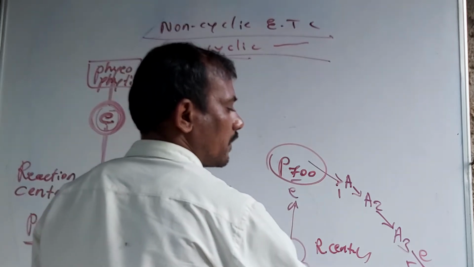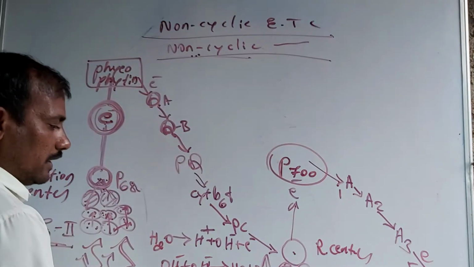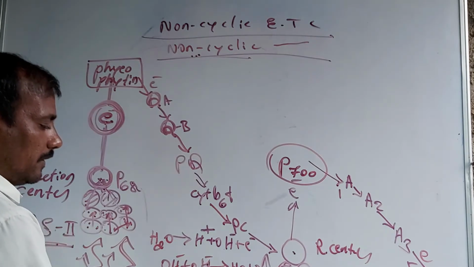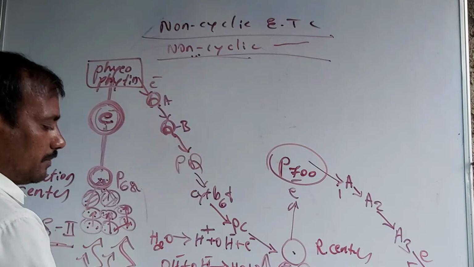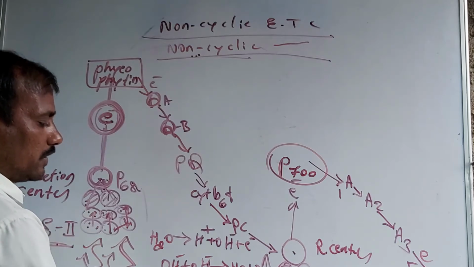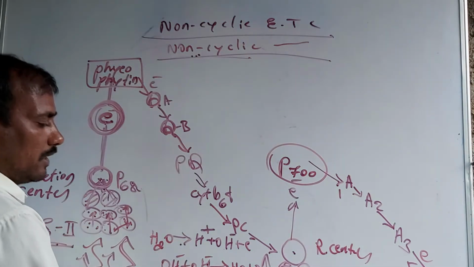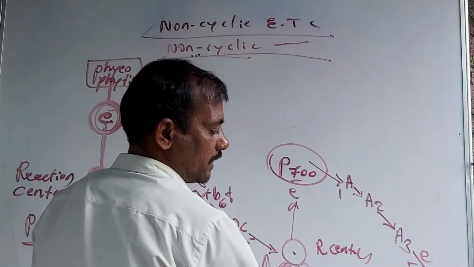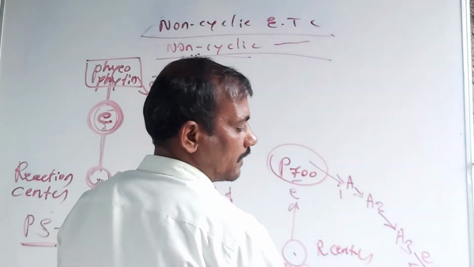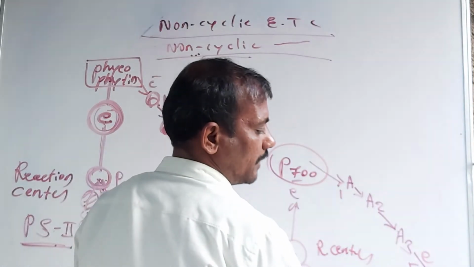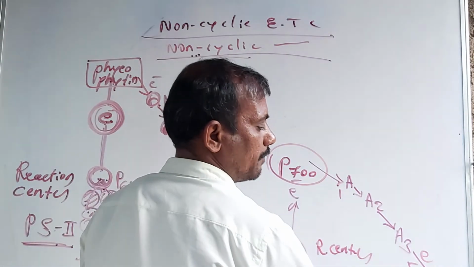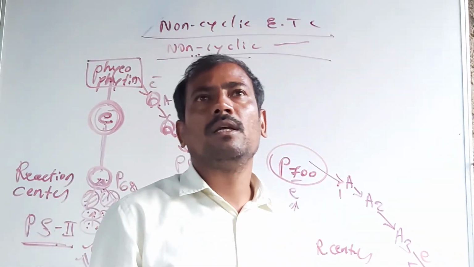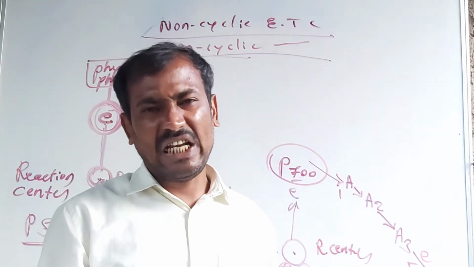This NADP is reduced as a result of the H plus, the protons which are formed during the photolysis of water. These are used for reducing the NADP into NADPH2, NADPH plus H, like that. This is about the non-cyclic photophosphorylation, also termed the non-cyclic electron transport chain.